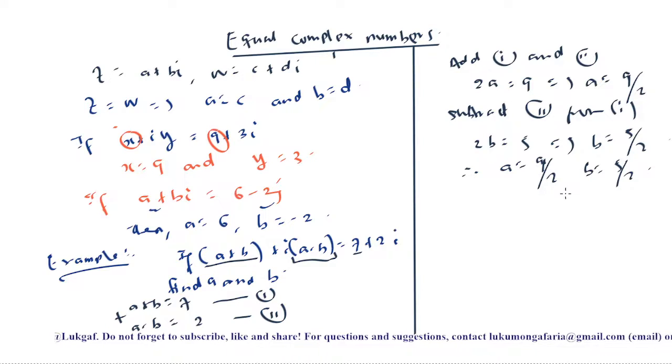So that is, two complex numbers are equal if the real parts are equal and the imaginary parts are equal.